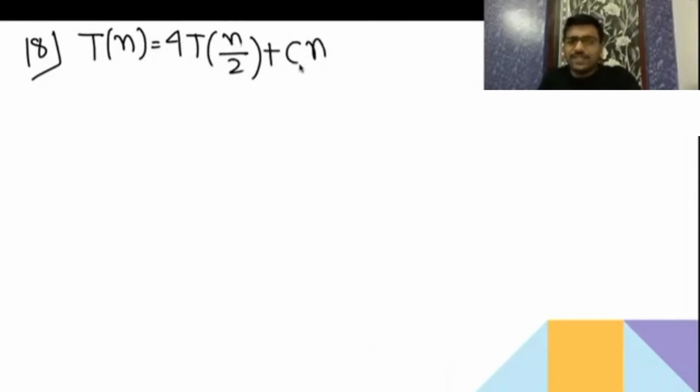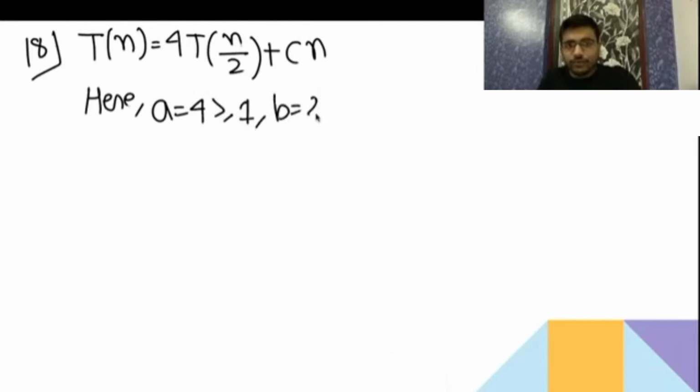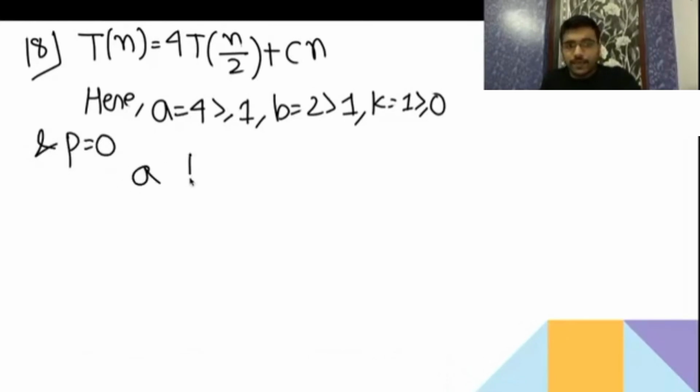18. Amit is saying yes. So 18 is Tn is equal to 4T(n/2) + Cn, meaning you can ignore C. So here a is 4 which is greater than or equal to 1, b is 2 which is greater than 1, k is equal to 1 which is greater than or equal to 0, p is equal to 0. So compare a with b to the power k. a is 4, b is 2 and k is 1.